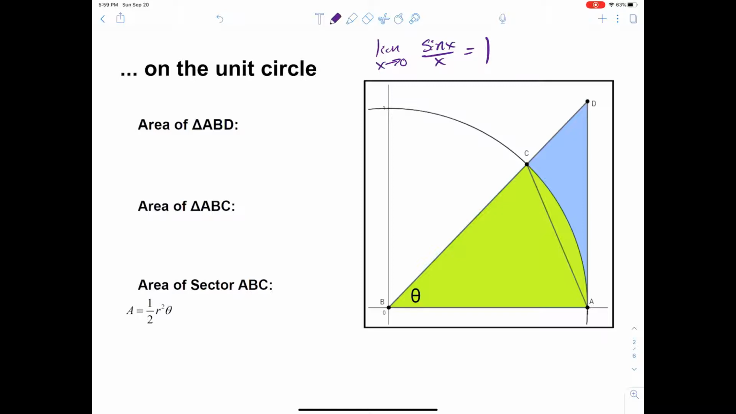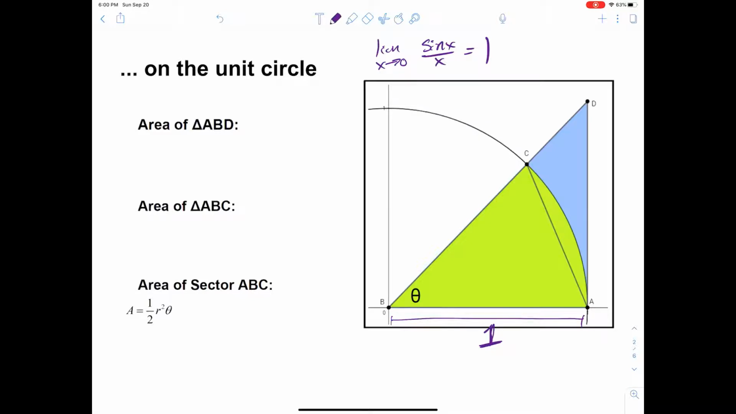So I have a drawing here on the unit circle. This is the first quadrant of the unit circle, where this is our radius right here, a distance of 1. It's important that we're on the unit circle so that we know that distance is 1. That simplifies the area calculations that we're about to do.